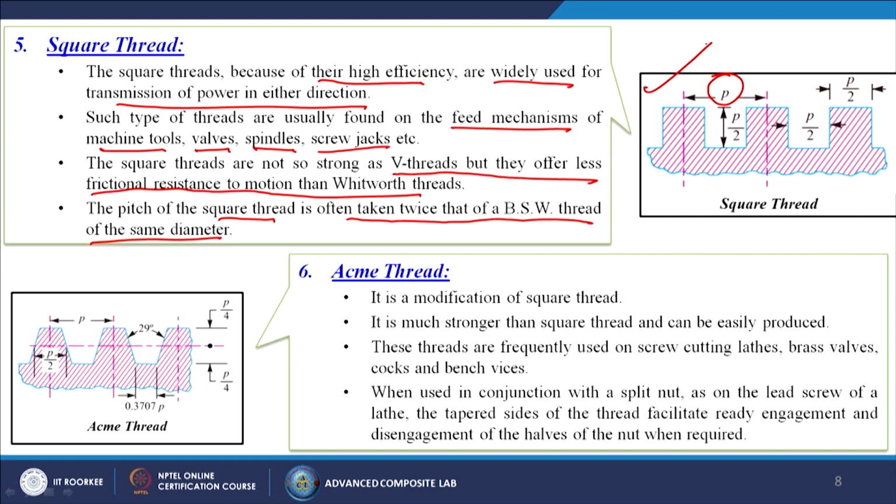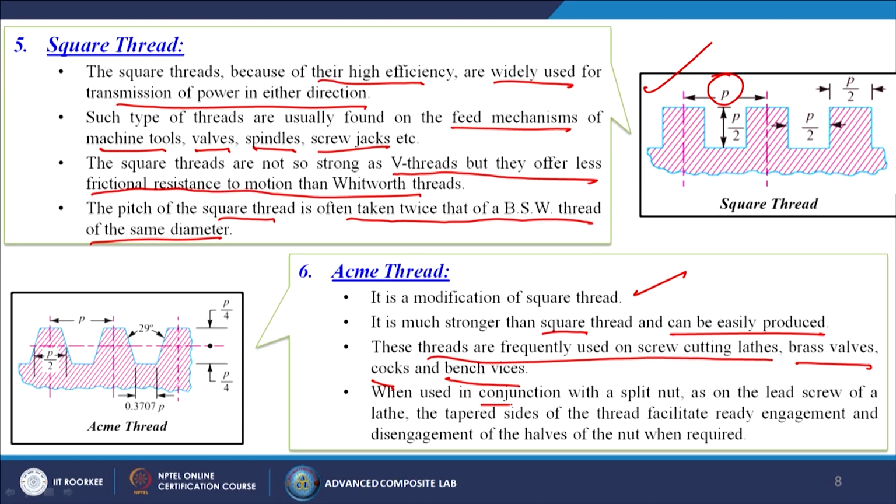Now, come to the acme thread. It is a modification of the square thread. It is much stronger than the square thread and can be easily produced. These threads are frequently used on screw cutting lathes, brass valves, cocks and bench vices.